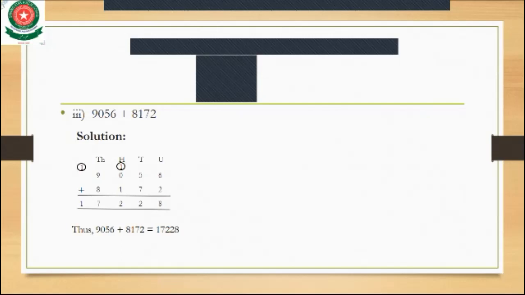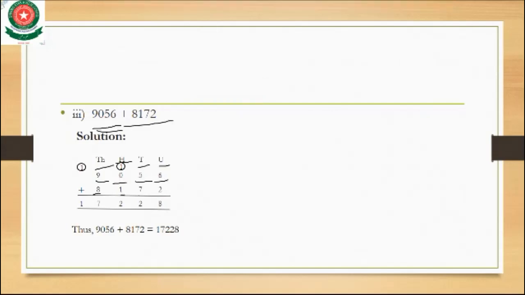Okay. The next is 8172. First write 2, then 7, 1 and 8. Okay.